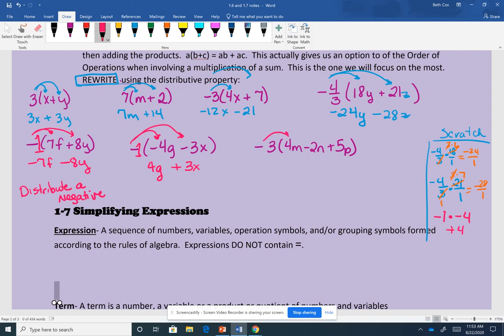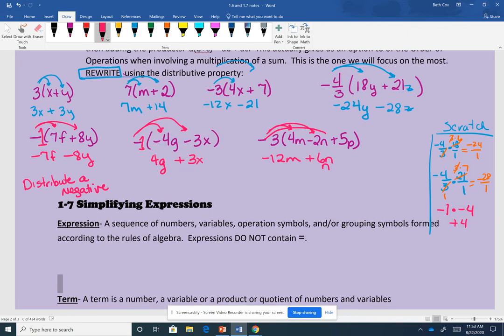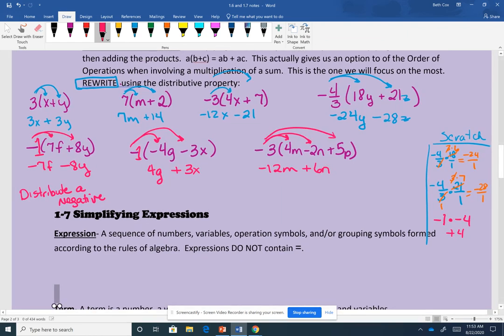Okay, this next one, that'll give me a negative 12m, a positive 6n, and a negative 15p. I did a negative 3 times 4. That's where the negative 12 came from. I did a negative 3 times a negative 2. That's where the positive 6 came from. And I did a negative 3 times a 5, and that's where the negative 15 came from. This is all scratch work. You don't even need it. You don't need to write it.